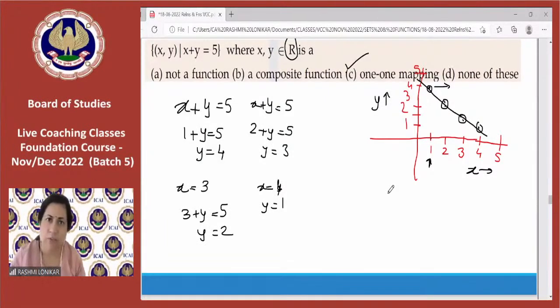In relations and functions, whenever you are in doubt, the trick is to draw the graph. Draw the graph on the side. You will be able to see over there whether it is a 1-1 function, not a function, or an onto function. That you can do.